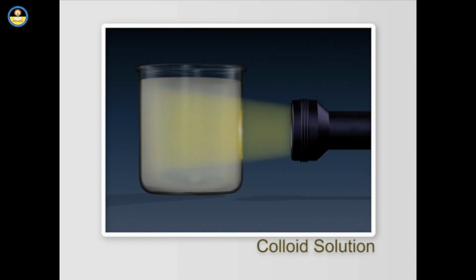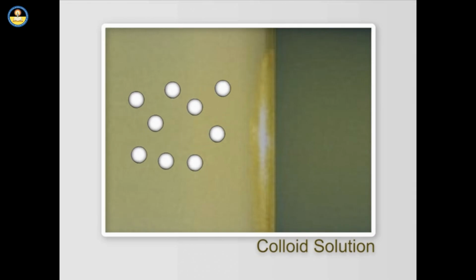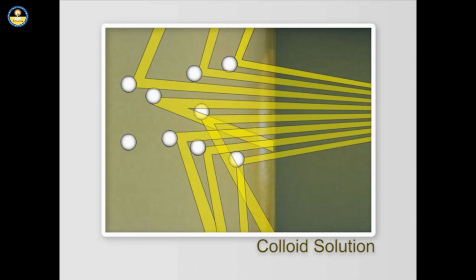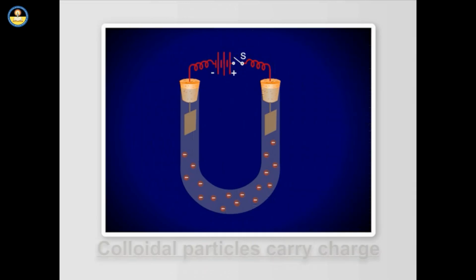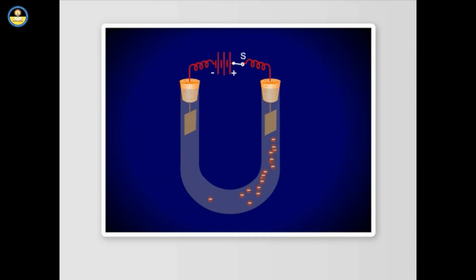A beam of light passing through a colloidal dispersion kept in a beaker in a dark room will be visible at right angles to the path of light. This effect is called the Tyndall effect, and it is due to scattering of the beam of light by the colloidal particles. Colloidal particles carry charge. The movement of colloidal particles under the influence of an external electric field is called electrophoresis.